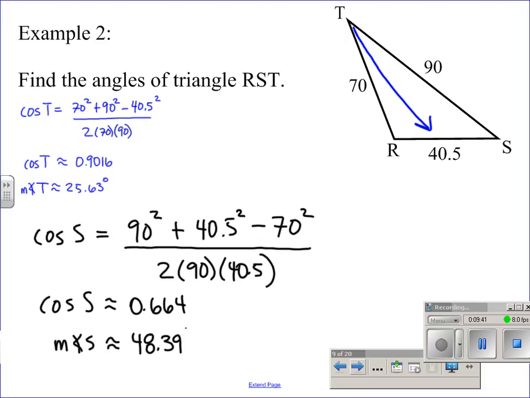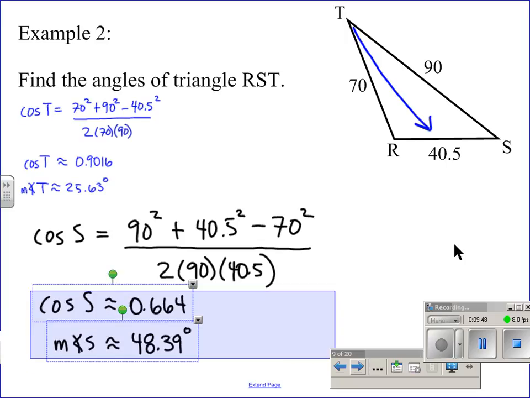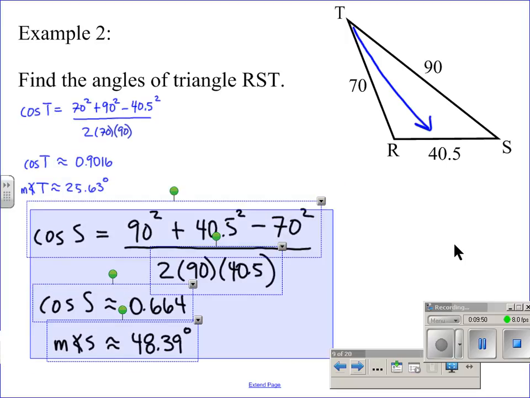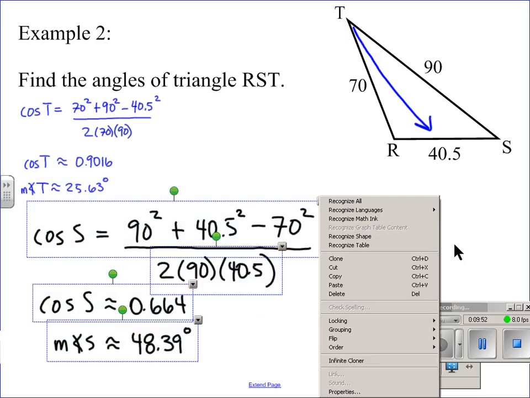Okay, so now I have two of the three angle measures. And once I have two of the three angle measures, then all I have to do is use, we know the sum of the interior angles of a triangle is 180 degrees, so I can use that to find the measure of angle R.